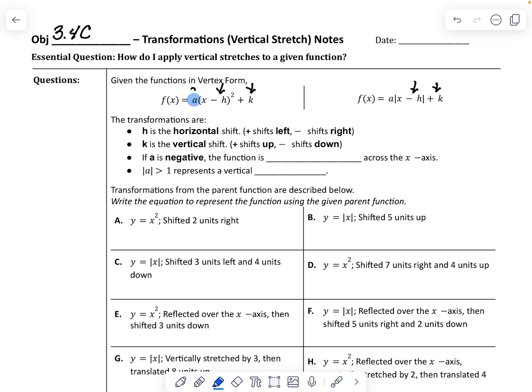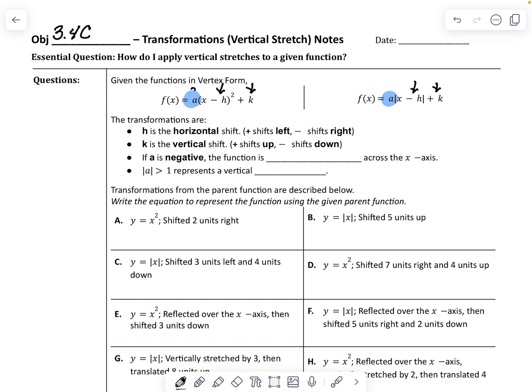So when we did reflection, we were looking to see whether or not A was negative or positive, right? Because if it's negative, we're going to reflect it across the x-axis. But we're going to pay attention now to the size of the number A.